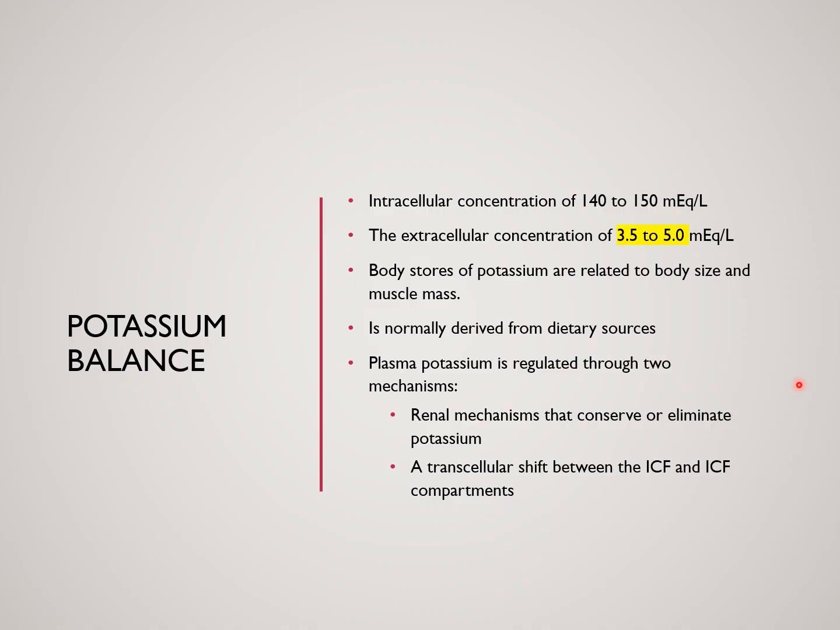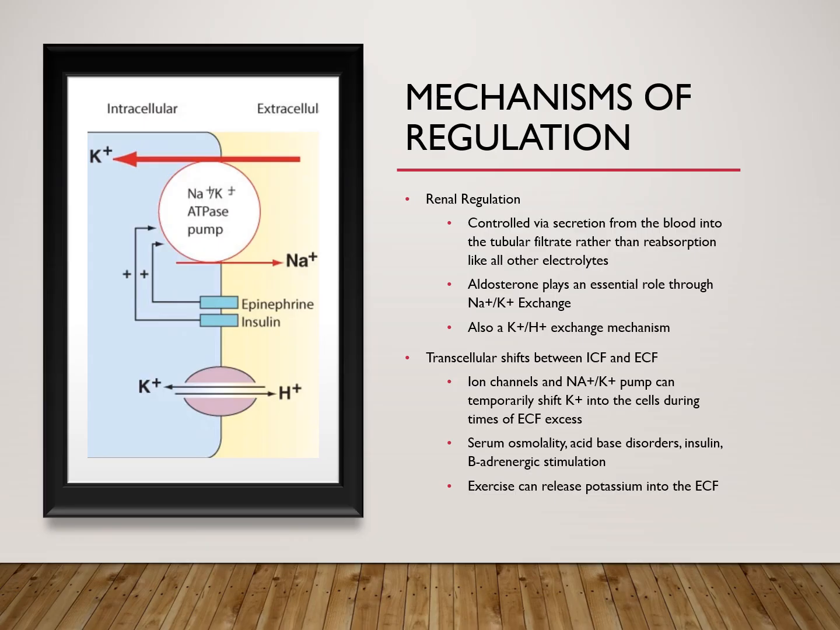Okay. So again, plasma potassium is regulated through two major mechanisms. One is those renal mechanisms that help to either conserve or eliminate potassium based on the amounts in the body. And we also have a mechanism where we can shift potassium transcellularly, so between the ICF and the ECF compartments, if we need to regulate that potassium balance. So let's dig a little deeper into some of these mechanisms of potassium regulation, both renal and these transcellular shifts. So we'll start with renal regulation.